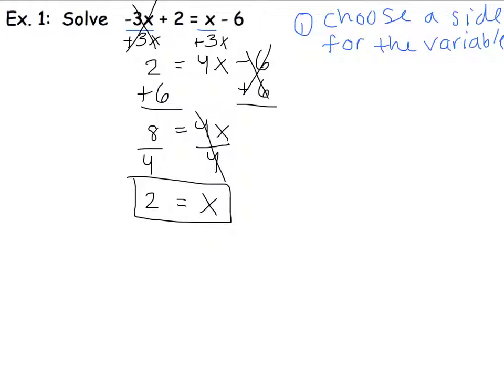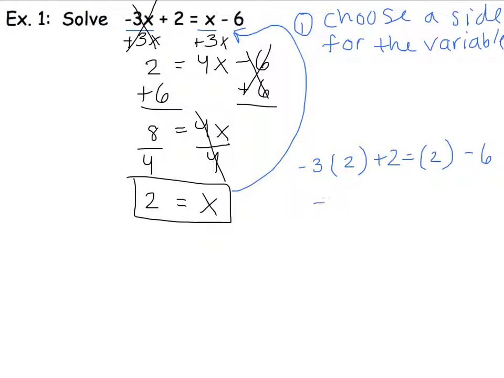Just like the checks we do in other problems, you can do a check when there's multiple x variables in a problem. So we're going to substitute x for 2, which is what our answer was. So we have negative 3 multiplied by x, which is 2, plus 2, which equals 2, which is our variable again. It was x in the original problem, minus 6.